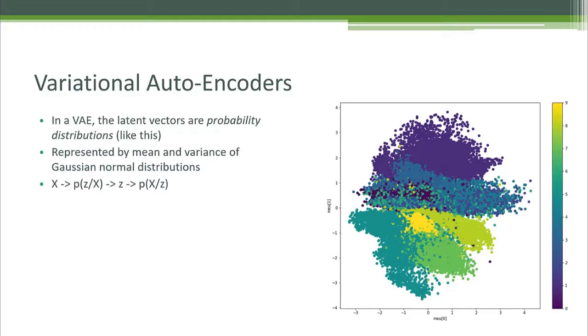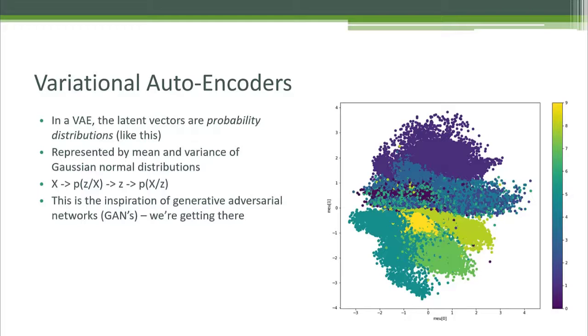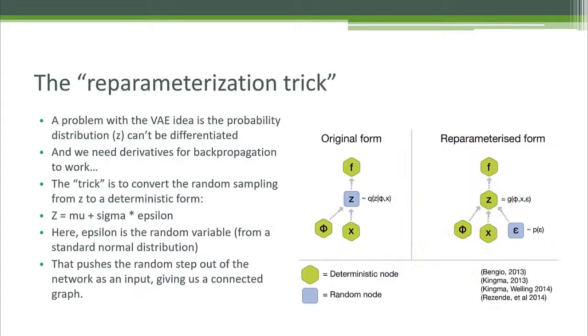Mathematically, we can express it like this. The input data x is expressed as a probability of z given x, where z are those latent vectors, and then we can reconstruct x using the probability of x given z. So flipping that back on its head to reconstruct the original image. And this is the inspiration of generative adversarial networks, or GANs. So we're getting there soon. We'll see that GANs are just another spin on variational autoencoders, where it's more general than using Gaussian normal distributions. One thing that you're going to see in the code that we should talk about is something called the reparameterization trick.